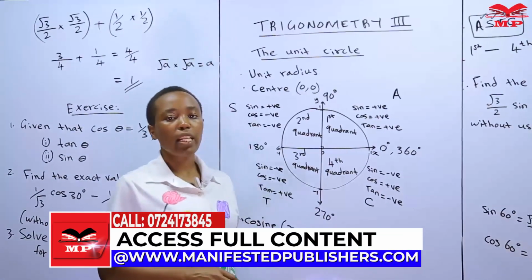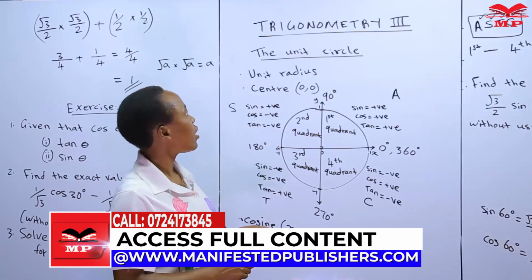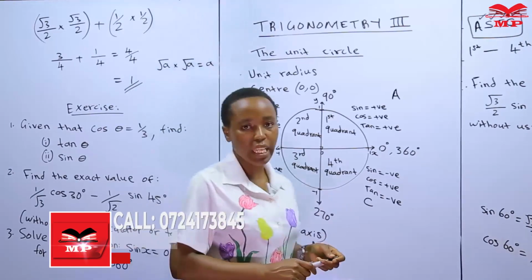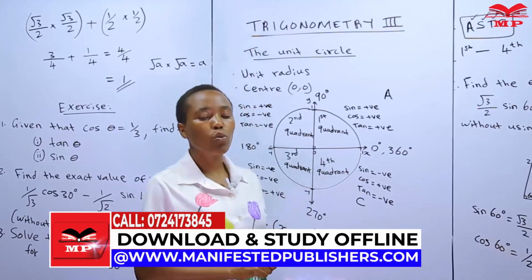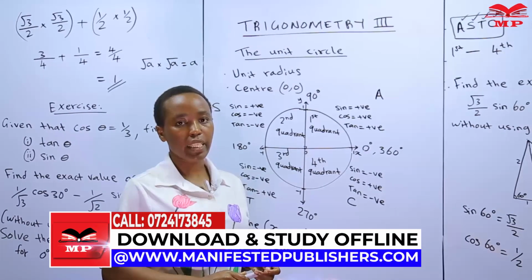During the next lesson, we are going to start with the first part in trigonometry 3. That is whereby we are going to derive the trigonometric identities.